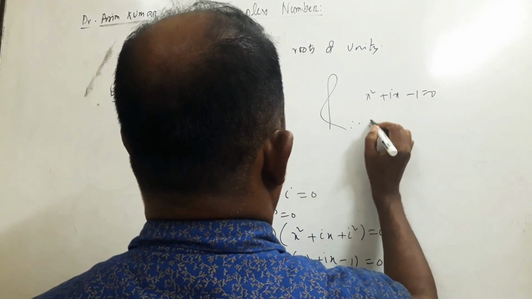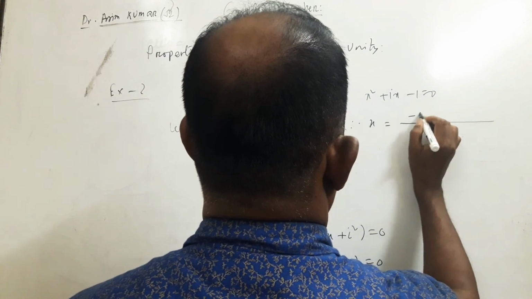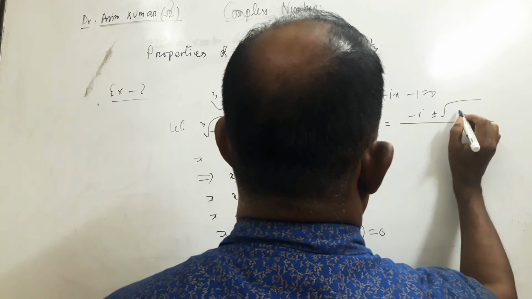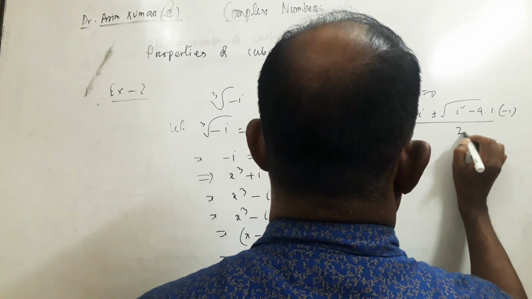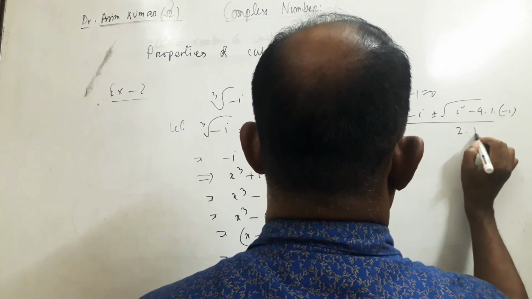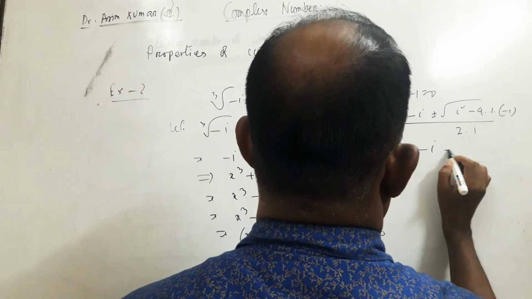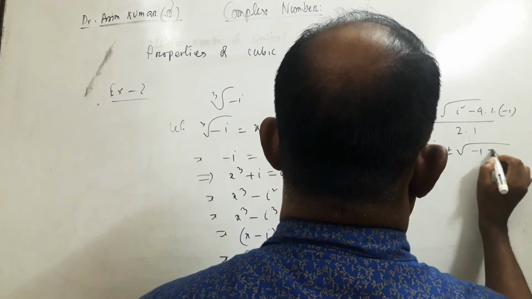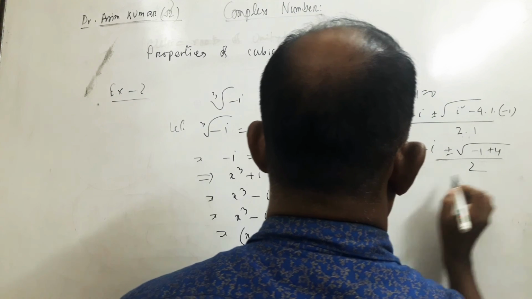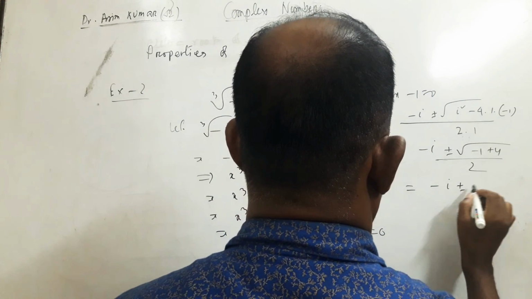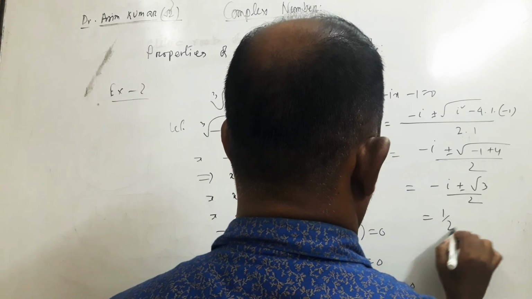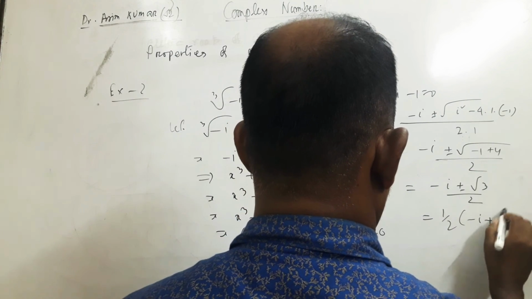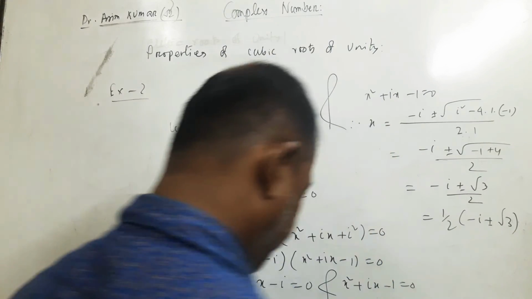And x square plus ix minus 1 equal to 0. That implies x equal to minus i plus minus root over i square minus 4 into 1 into minus 1, divided by 2 into 1. So then minus i plus minus root over minus 1 plus 4 divided by 2. Then minus i plus minus root over 3 divided by 2. Then half into minus i plus minus root 3.